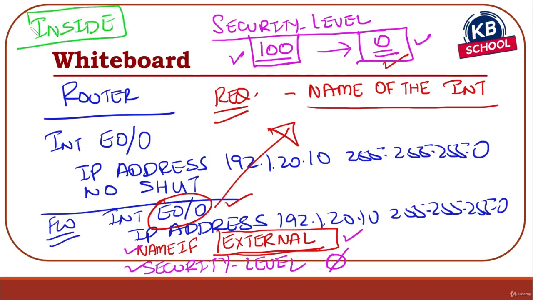If you call your interface a name of inside and it's a blank interface, it does not have a security level on it, it'll default it to 100, the most secure. So this is a special name. If you use the word inside, it'll set the security level to 100.